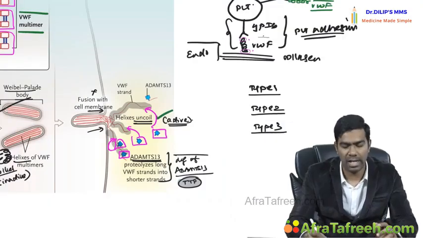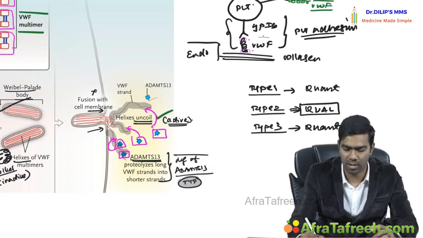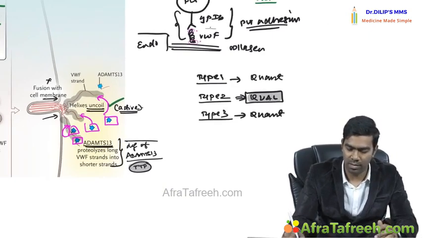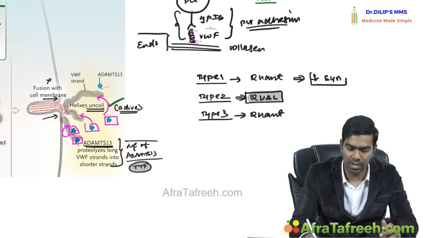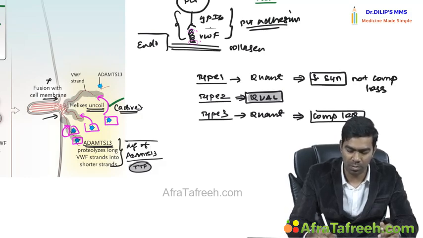So first, type 1 is a quantitative deficiency. Type 3 is again a quantitative deficiency, but type 2 is predominantly a qualitative deficiency. It's not quantitative, it's qualitative. The problem is the von Willebrand factor quality, not the quantity. In type 1, it is not a complete loss. There is reduced synthesis of von Willebrand factor, but not a complete loss of synthesis. But in type 3, there is complete loss of von Willebrand factor, which means type 3 is the most severe form.